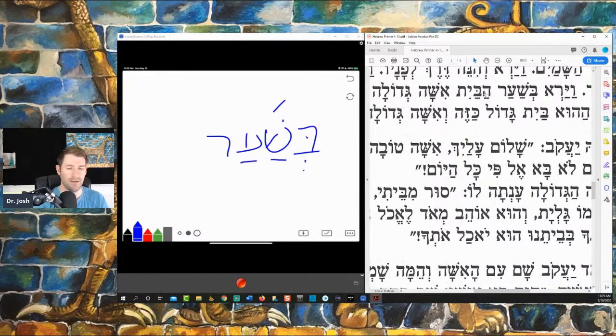Notice that we don't have ba sha'ar. There was no definite article here before the bait came. They're just adding the preposition. However, we do have a definite article here, habait, and what this is doing is this is in construct.